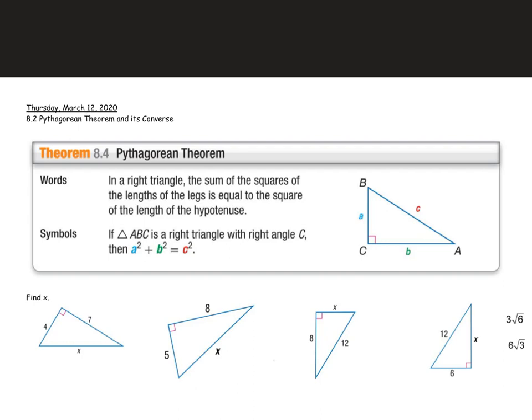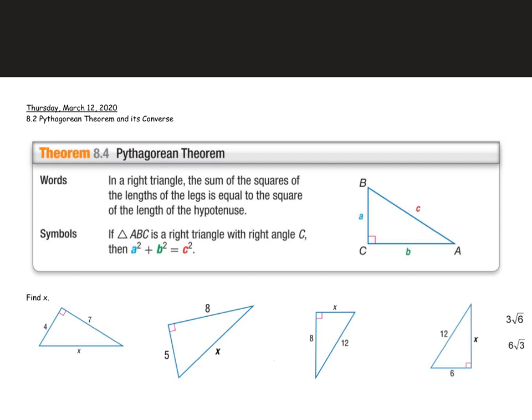Okay, men, welcome to today's lesson. We're going to be talking about the Pythagorean theorem and its converse. We've kind of studied the Pythagorean theorem, but we really haven't gotten into much detail. So today we're going to go into the Pythagorean theorem in great detail.